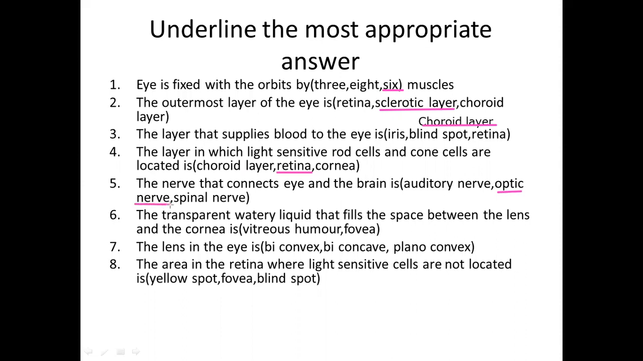Now the sixth question: the transparent watery liquid that fills the space between the lens and the cornea. It says watery liquid. The word that we'll find in the diagram is aqueous. Again, the answer is not here, so I'll just write it here. Actually three answers should come here, but it is not here. The word is aqueous humor.